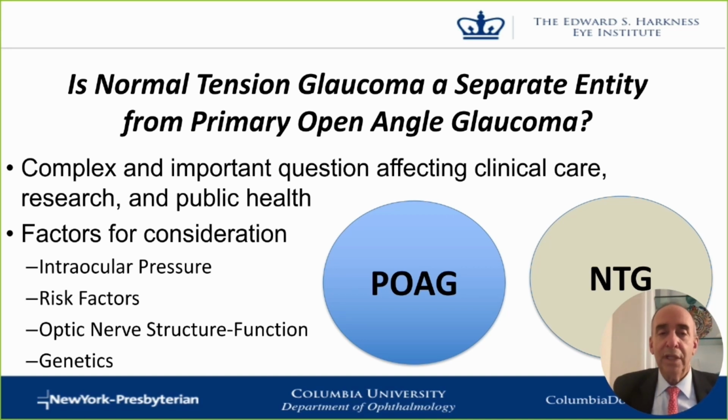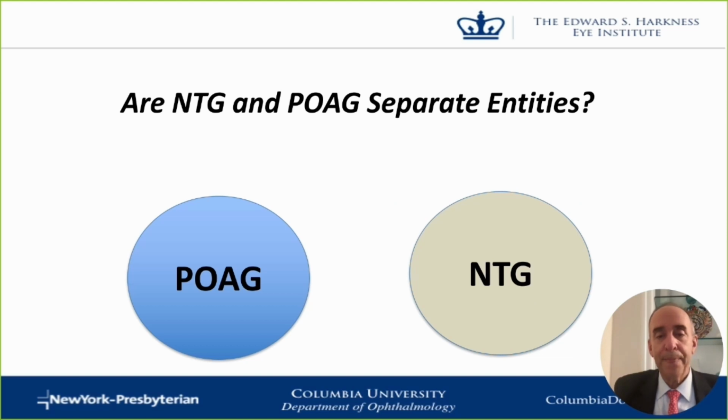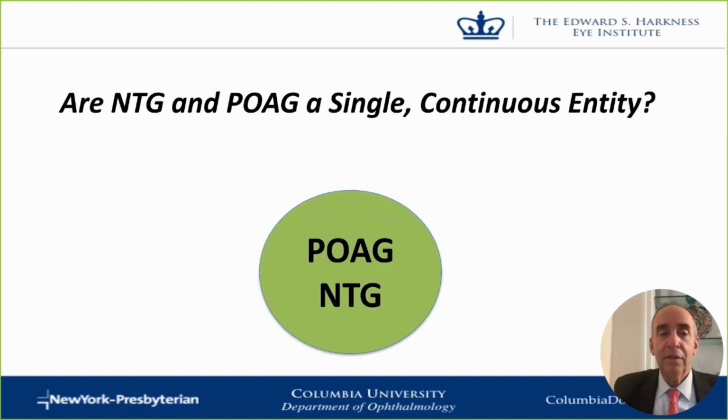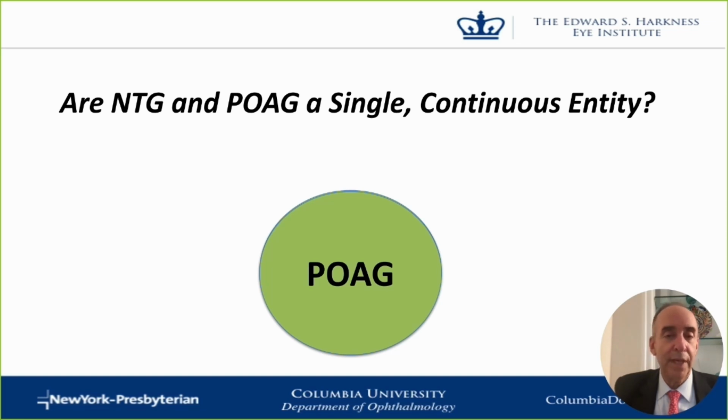So is normal tension glaucoma a separate disease entity from primary open-angle glaucoma? This is an important clinical question affecting care, research, and public health. There are several factors we have to consider: intraocular pressure, risk factors, optic nerve structure and function, and genetics. So are these two separate entities? Are they overlapping entities? Or are NTG and POAG a single continuous entity, which all can be called primary open angle?